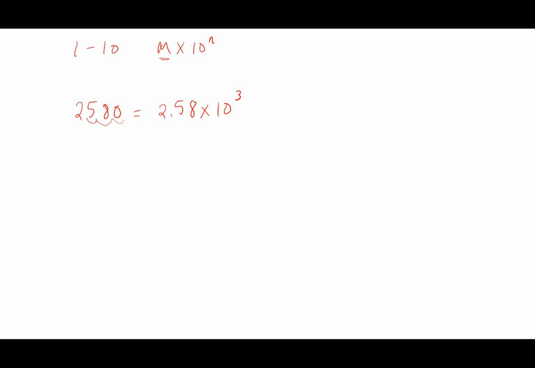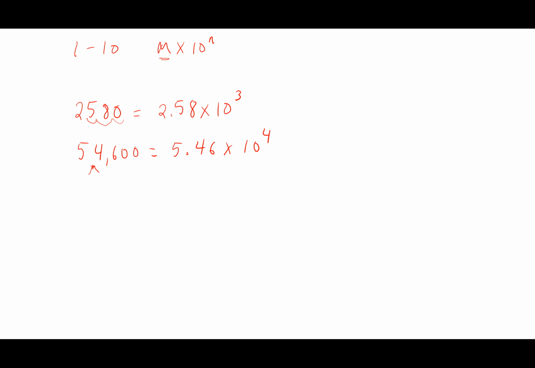Now, let's do one more. What if we had 54,600? Okay? So again, we're going to put the decimal place here. Okay? So that's going to be 5.46 times 10 to the 4th. Okay. So that's how you do those 2. Now, that's going to be the first 2 problems.